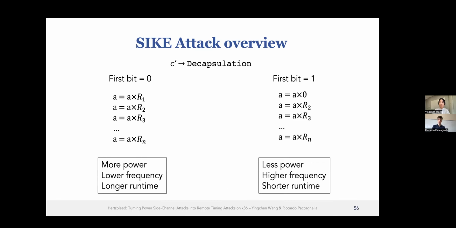Obviously, compared to the first bit equals 0, the first bit equals 1 will create a data flow with low Hamming weight and low Hamming distance, so that the CPU consumes less power, runs at a higher frequency, and the program will execute in a shorter runtime due to the Hertzbleed side channel that we just mentioned.